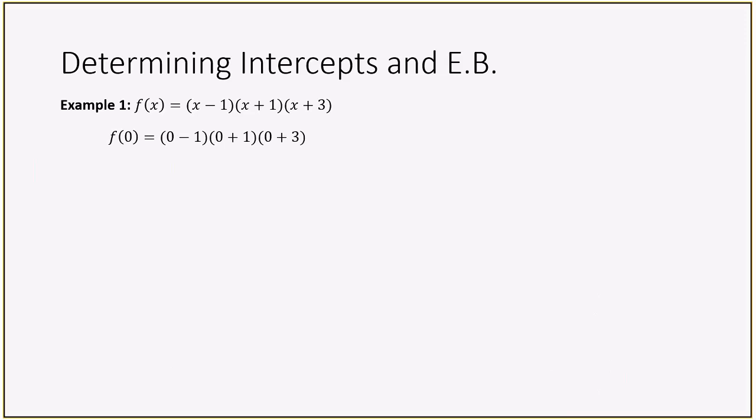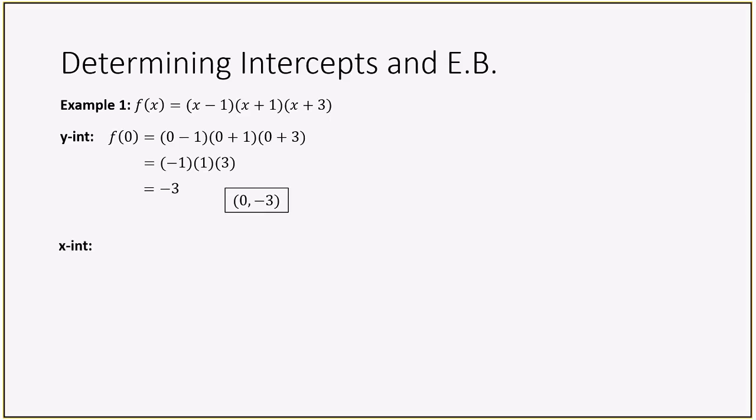Okay, so finding my intercepts, I plug in 0 for one of my variables and I solve for the other. In this case, I'm going to start by finding my y-intercept. I plug in 0 for all of my x's, and I see that 0 minus 1 is -1, 0 plus 1 is 1, 0 plus 3 is 3. I multiply everything through. My y-intercept is (0, -3). Make sure if you're doing intercepts, you have to write them as points.